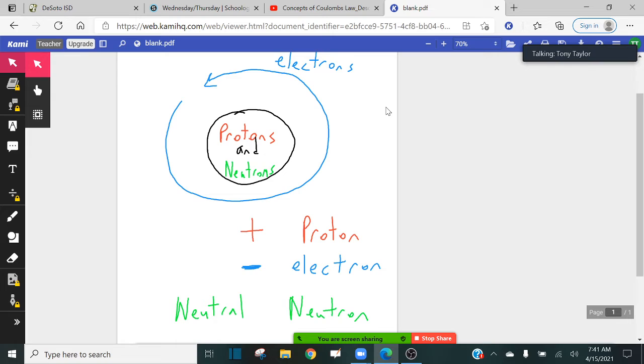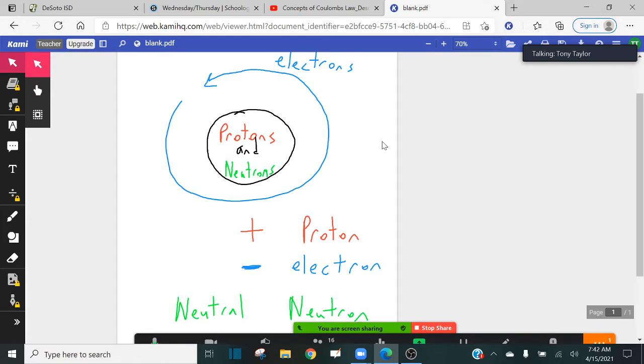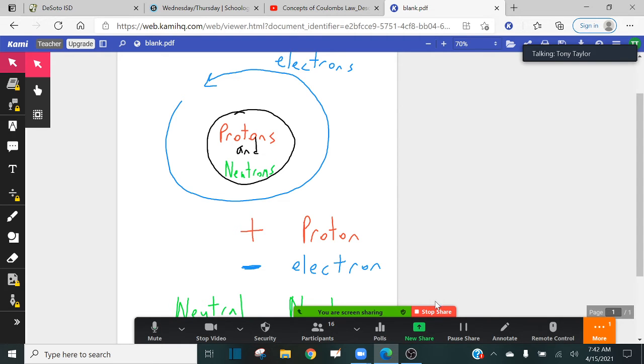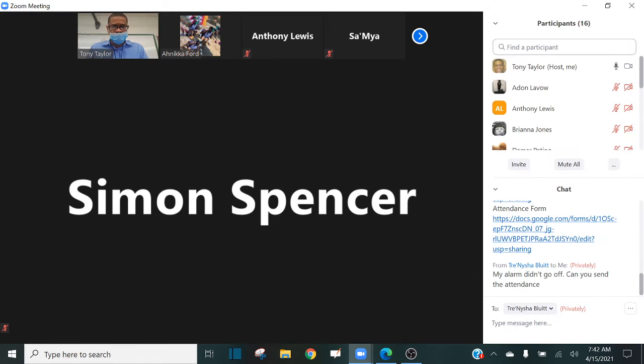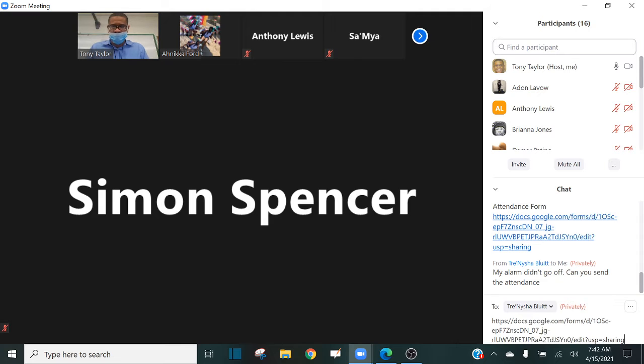But if the atom loses electrons and it has more protons than electrons, then the overall charge is positive. Okay, so this is just something I need for you guys to remember from chemistry. Again, this is something that you guys already talked about in chemistry. I'm just kind of reminding you all. Okay, now, with that stated, it's important to know how these charges behave.